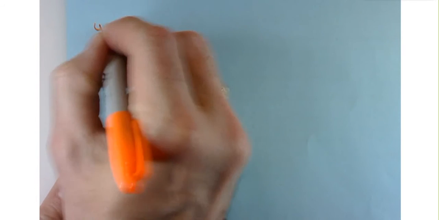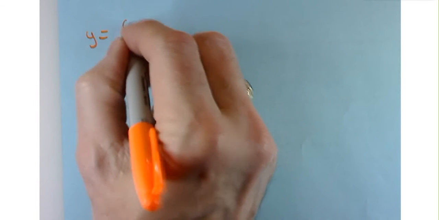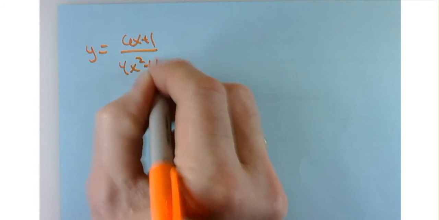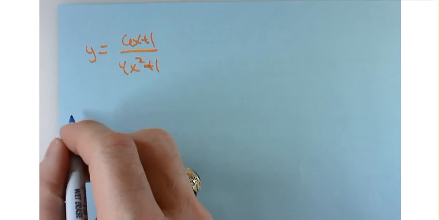So it's going to be y equals (6x plus 1) over (4x squared plus 1). And I'm going to ask you the same kind of things that I did just a moment ago. And that is, I'm going to start out by asking you what's the vertical and horizontal asymptotes. We'll start out with the vertical asymptote.